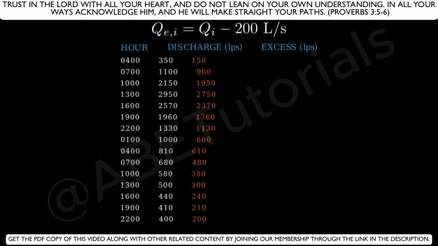Before we continue with the calculations, let me visualize the hydrograph for you. The blue line shows the total discharge over time, and the red area represents the excess flow above the base flow, which is what we're concerned with. The base flow is shown as the constant green line at 200 liters per second. Our goal is to find the total volume of water represented by the red area, and then convert it to an equivalent depth of rainfall over the entire watershed.